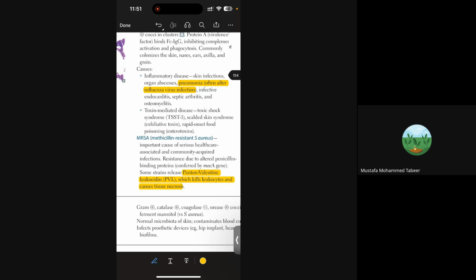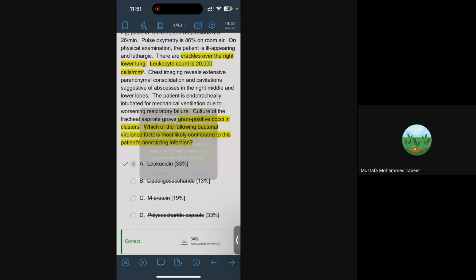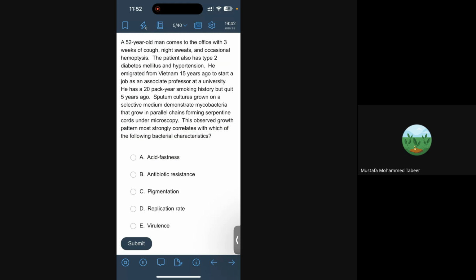Remember this: it doesn't mean that the bacteria does not have a capsule. Staph aureus also has the polysaccharide capsule, but it is not the cause leading to the necrotizing infection. If you remove the leukocidin, then the pneumonia caused by Staph aureus is the same as strep pneumo. That pneumonia will not have necrosis if the cause is only the capsule, not the leukocidin. So let's move on to the next one.